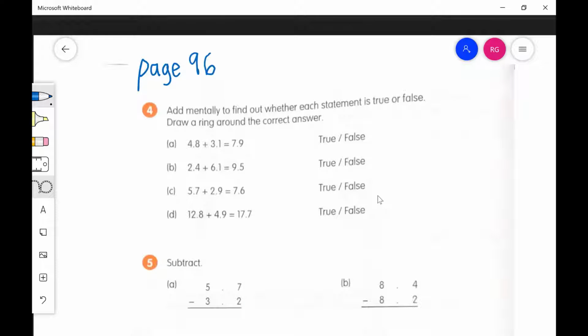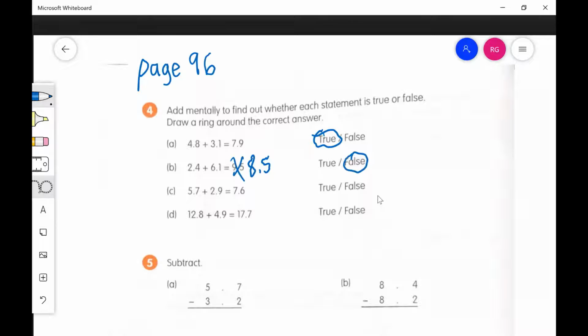Okay, so 4.8 plus 3.1, I can do that in my head. That's 7.9. So that is true. And here we have to think 2.4 plus 6.1 equals 9.5. No, that looks to me like 8.5. All right, so that's wrong. We need to say this is false.